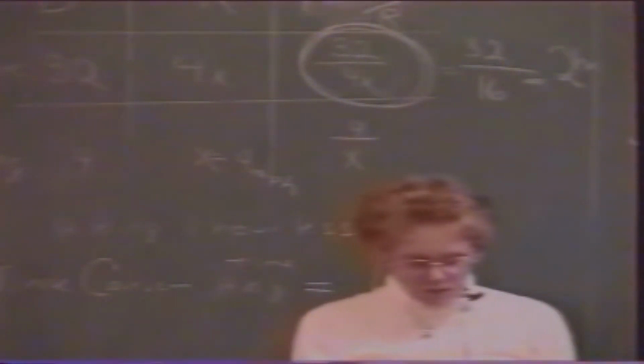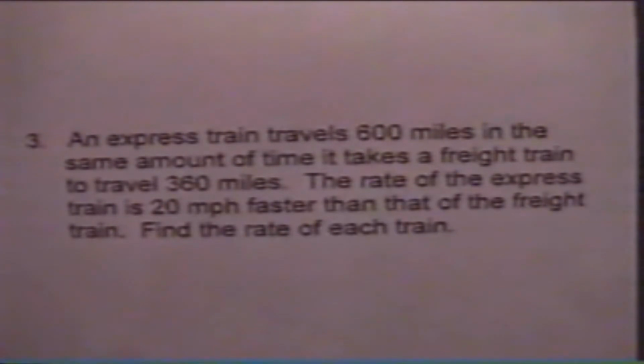All right, as a practice problem, I want everybody to do this number 3. An express train travels 600 miles in the same amount of time it takes a freight train to travel 360 miles. The rate of the express train is 20 miles per hour faster than that of the freight train. Find the rate of each train.